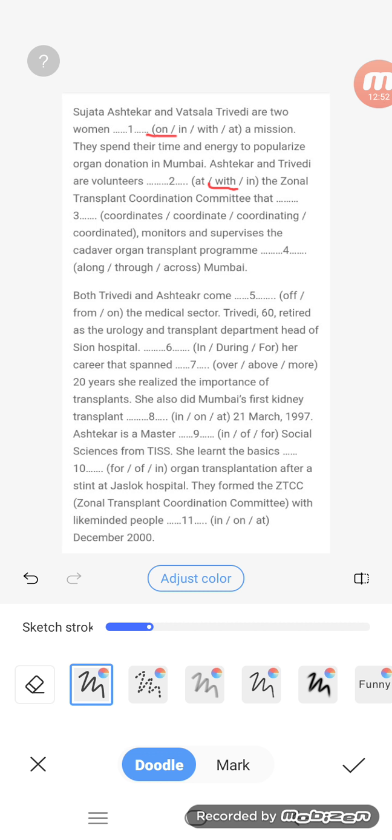With the Zonal Transplant Coordination Committee that dash: coordinating or coordinated. So which will be the answer? Coordinates. Coordinates, monitors and supervises the cadaver organ transplant program dash: along, through, across Mumbai. So here answer will be "across".